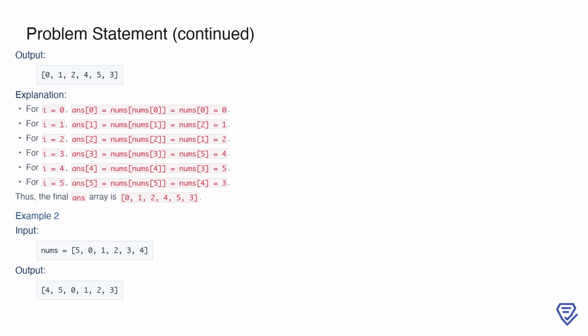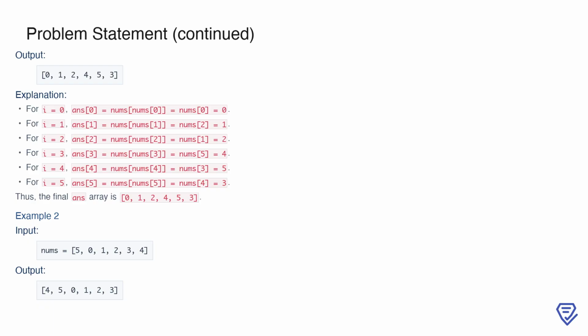Let's look at the first example to understand this process. Suppose nums is [0, 2, 1, 5, 3, 4]. The output for this input will be [0, 1, 2, 4, 5, 3]. Here's how it works step by step.